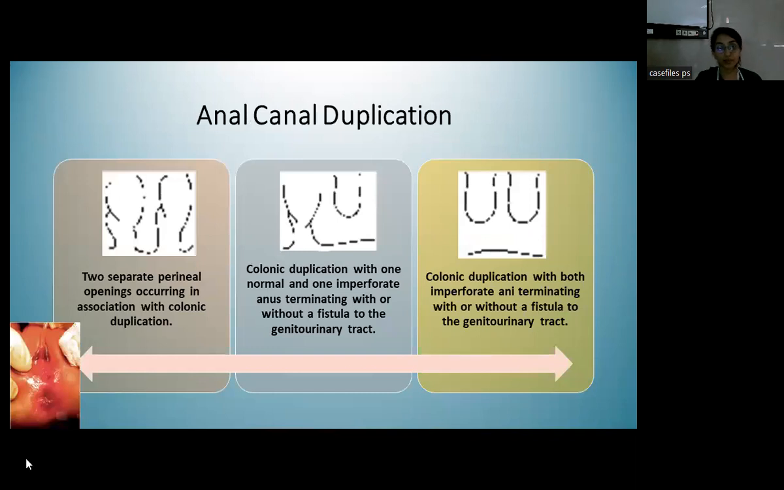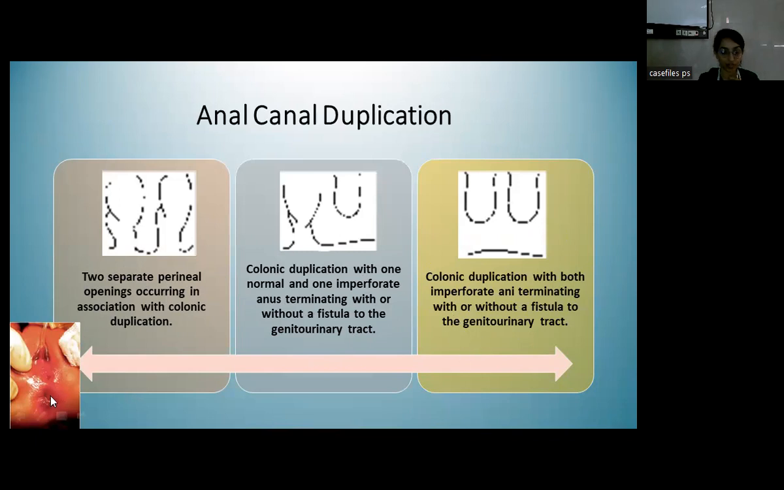Coming to anal canal duplication, 3 types can be there: if 2 separate perineal openings are present, which occur in association with colonic duplications, or colonic duplication with 1 normal and 1 imperforate anus terminating into a fistula, or to the genitourinary tract, or if both of them are imperforate ani terminating with or without a fistula to the genitourinary tract.